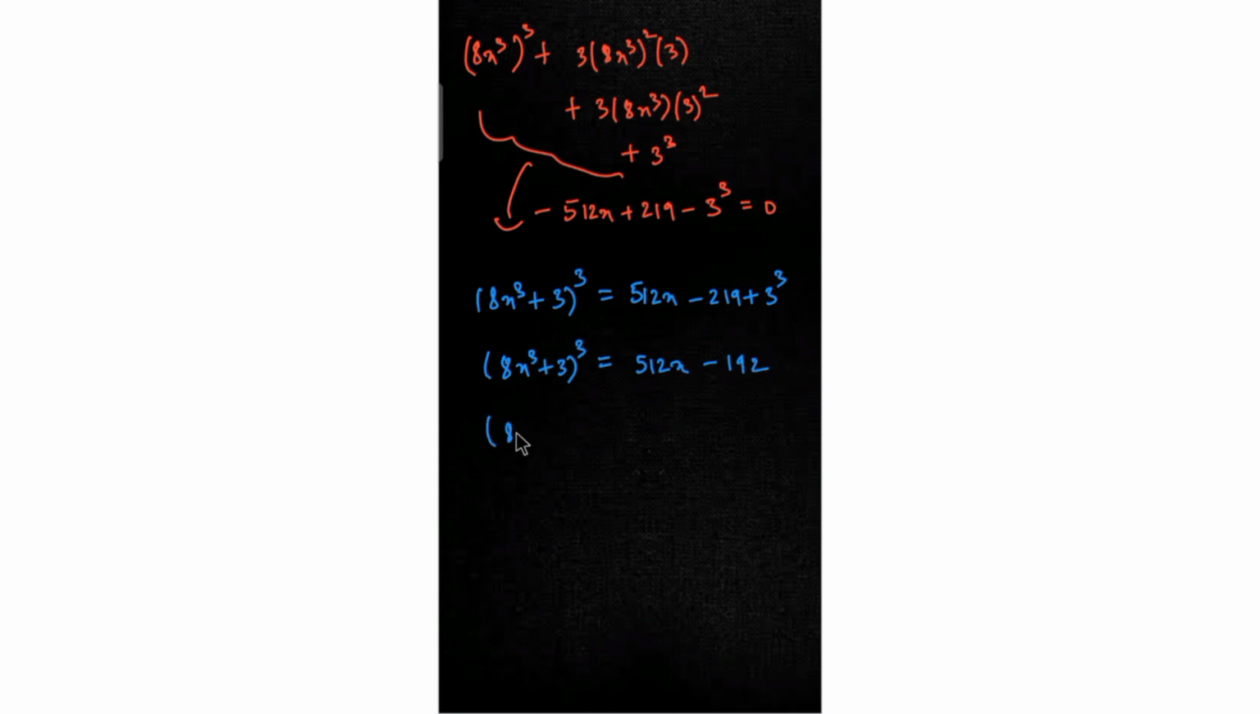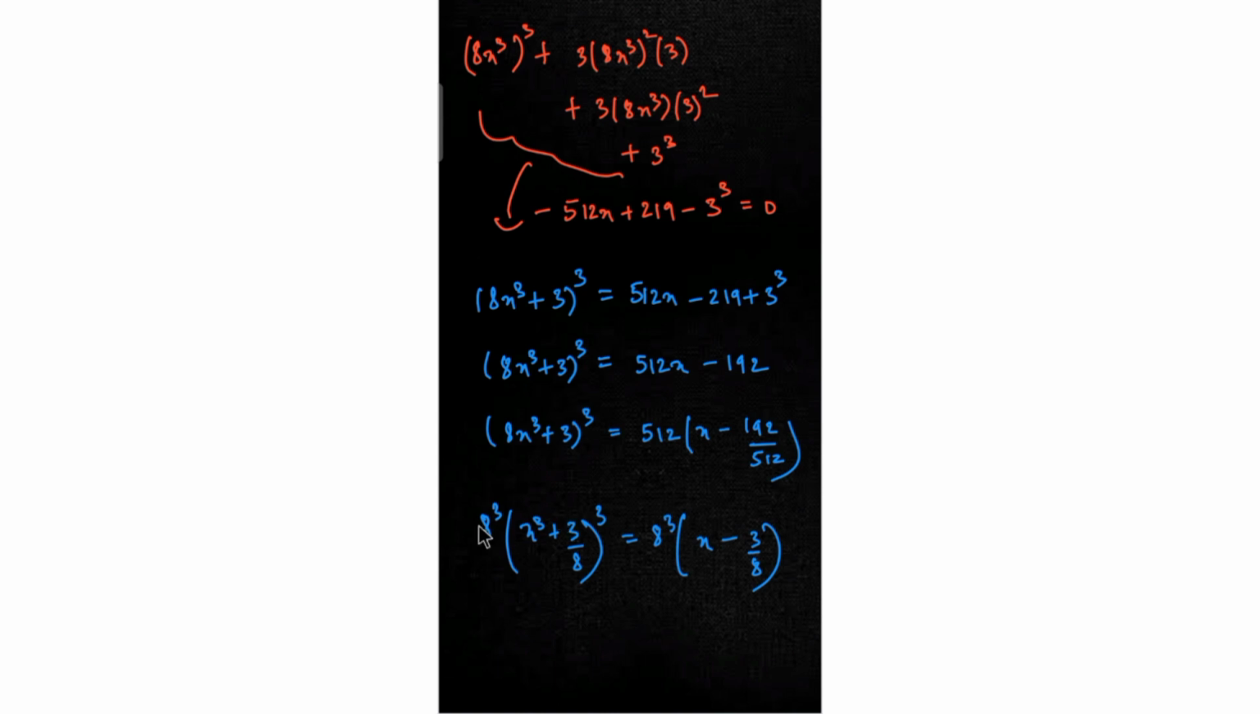So what do I get? (8x cube plus 3) whole cube is equal to 512 of (x minus 192 by 512). So I can write this 512 as 8 cube, and here also we can take the 8 cube common. So what do we get? 8 cube of (x cube plus 3 by 8) whole cube is equal to 8 cube into, if I simplify this, I would get 64 3's and 64 8's. So I would get x minus 3 by 8.